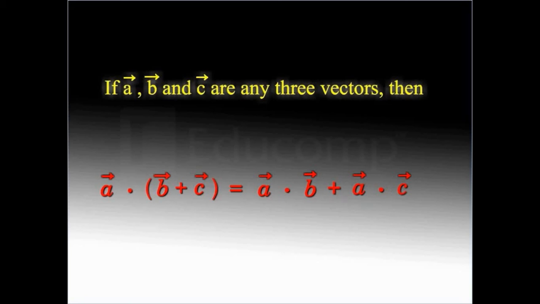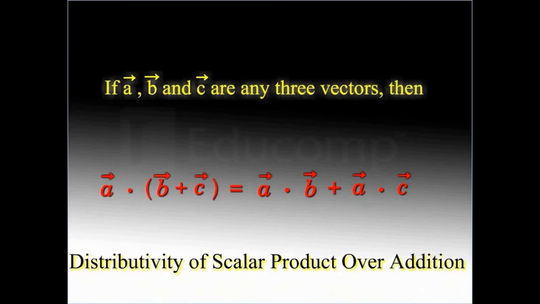Some more properties of scalar products are as follows. If A, B and C are free vectors, then the dot product of vector A with the sum of vectors B and C is equal to dot product of vectors A and B plus the dot product of vectors A and C. This property is known as distributivity of scalar product over addition.